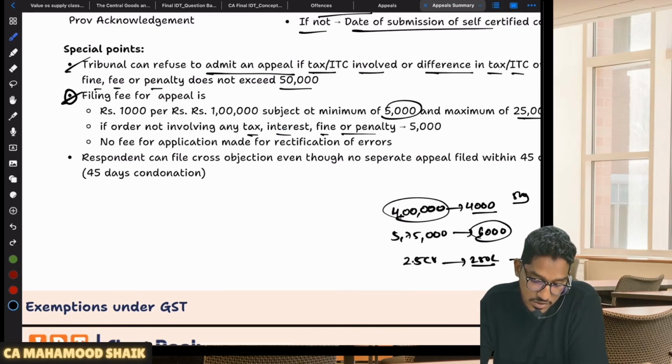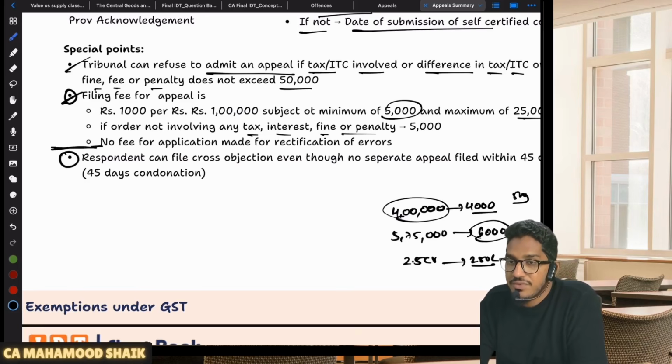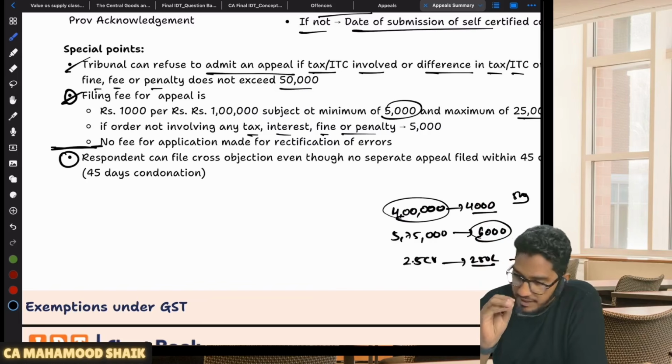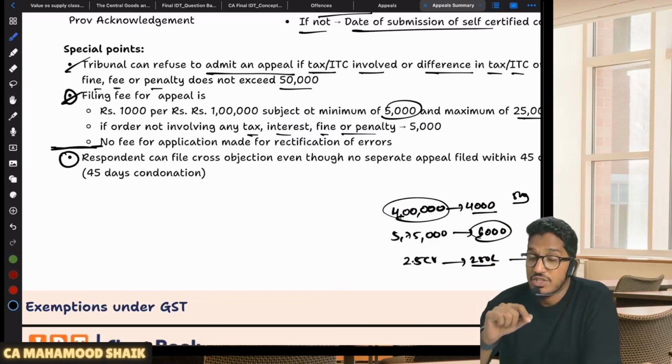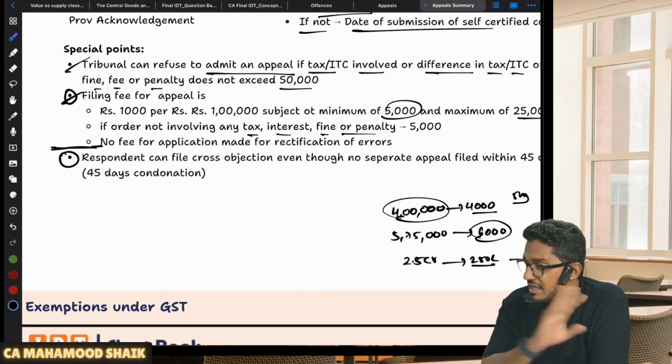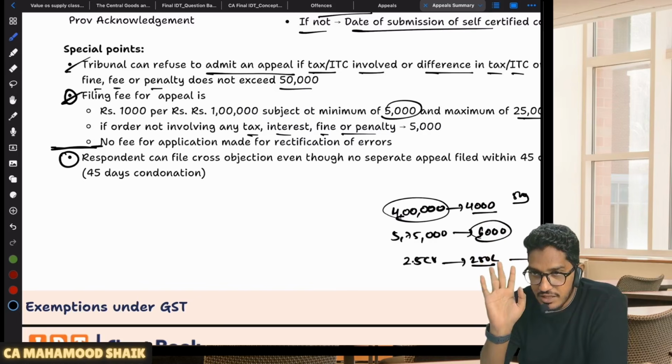So two special points are applicable in case the registered person wants to go for appeal with the GST appellate tribunal. Number one, the tribunal will not entertain the appeal if the amount is less than 50,000. Also you have to pay a filing fee, 1,000 rupees for every 1 lakh, subject to a minimum of 5,000 and maximum of 25,000. If you are challenging an order where no tax, interest, penalty is there, then you are required to pay 5,000 rupees. In case you are challenging for rectification of errors, then no late fee will be collected from you. Till here you are comfortable.